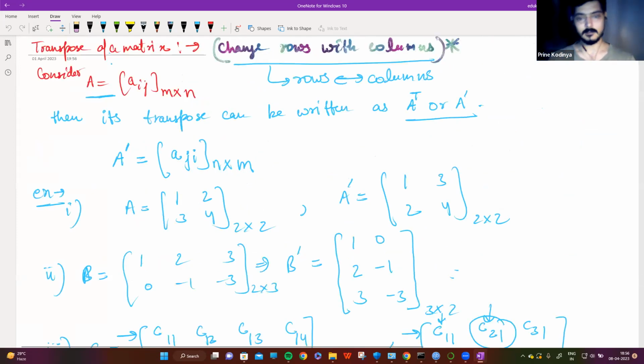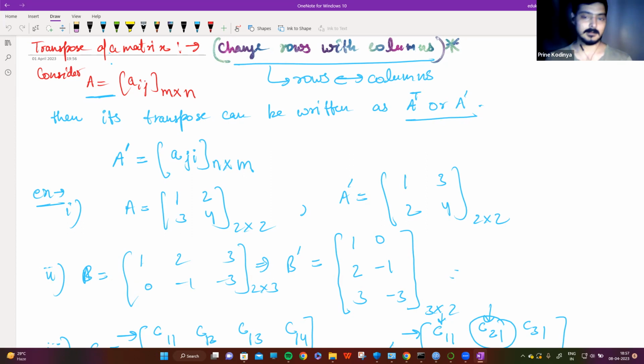So consider A. If you have any matrix A, which is represented by Aij, M cross N, then its transpose will be written as A transpose or A dash, AT or A dash, and it would be Aji, that you have to basically change rows with columns. So I was for rows first and J was for columns, now J will be for rows, I will be for columns, and similarly the order will be N cross M, right?